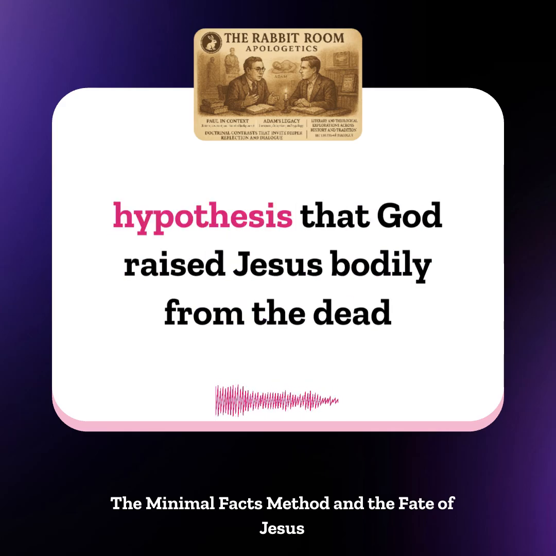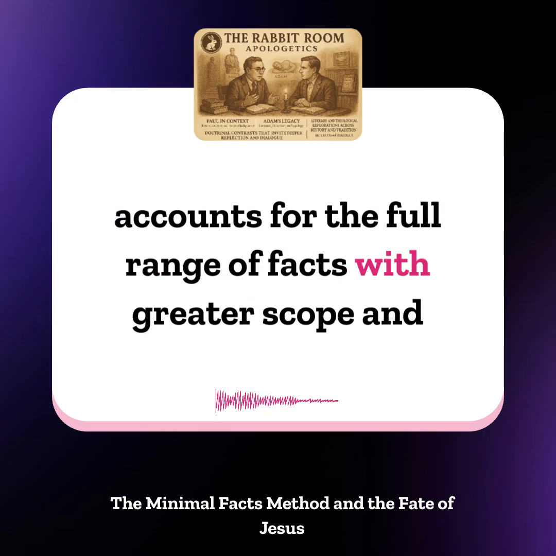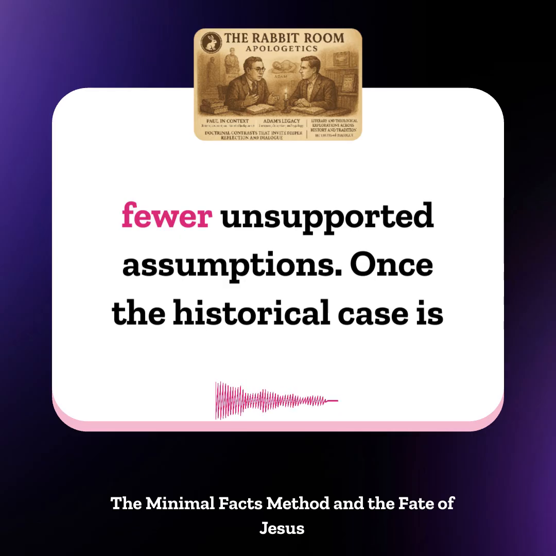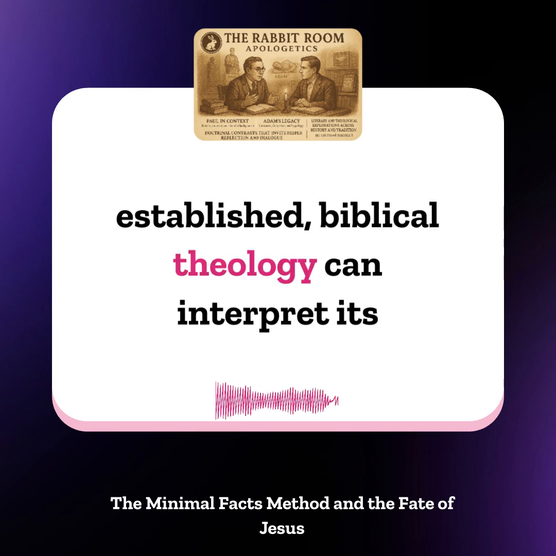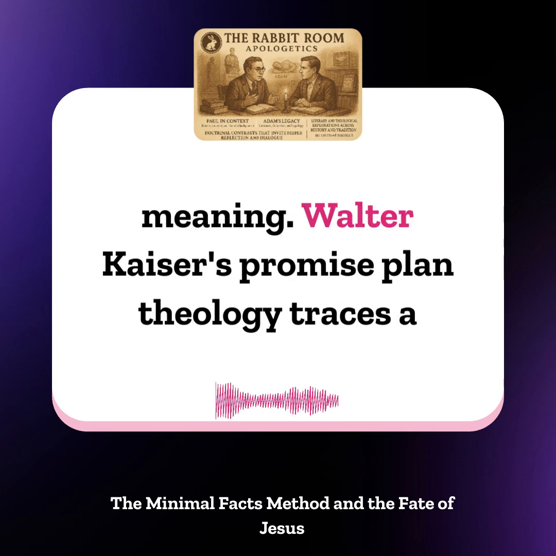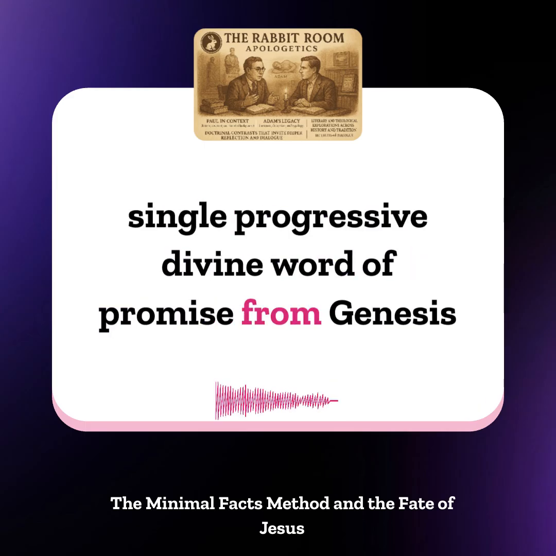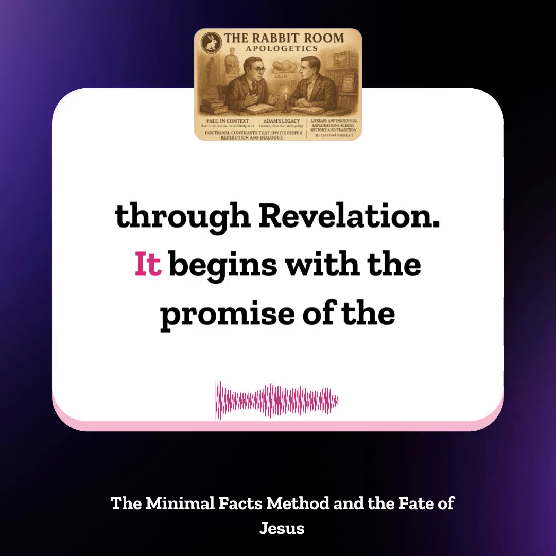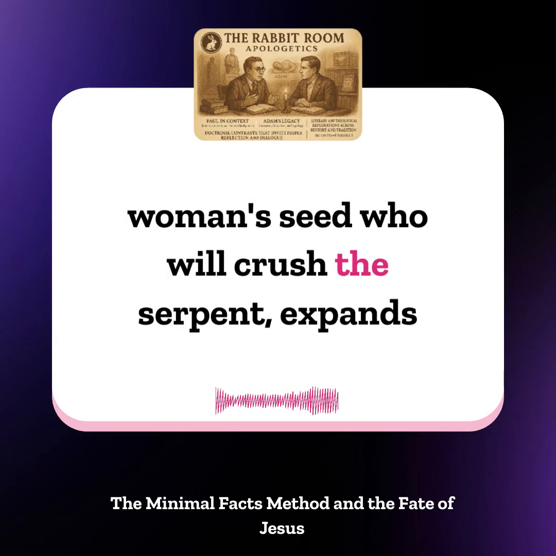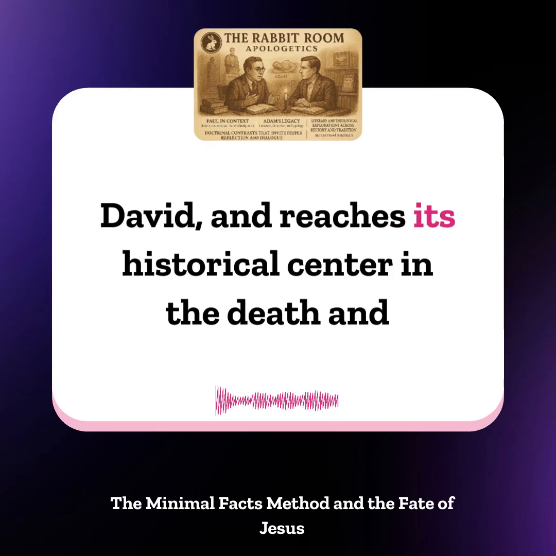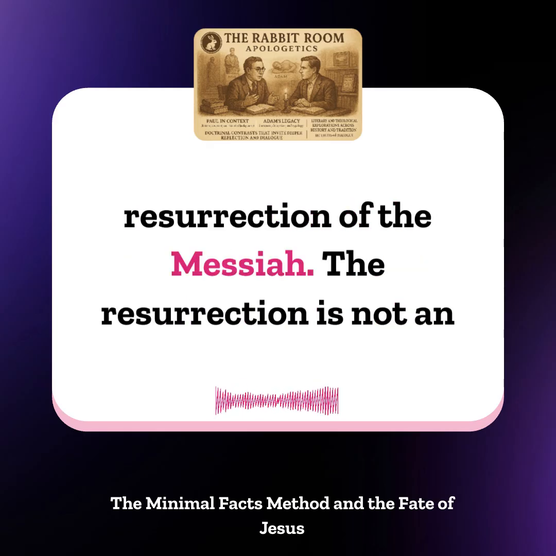By contrast, the hypothesis that God raised Jesus bodily from the dead accounts for the full range of facts with greater scope and power, fits the first-century Jewish context, and requires fewer unsupported assumptions. Once the historical case is established, biblical theology can interpret its meaning. Walter Kaiser's Promise Plan theology traces a single progressive divine word of promise from Genesis through Revelation. It begins with the promise of the woman's seed who will crush the serpent, expands through the covenants with Abraham, Israel, and David, and reaches its historical center in the death and resurrection of the Messiah.